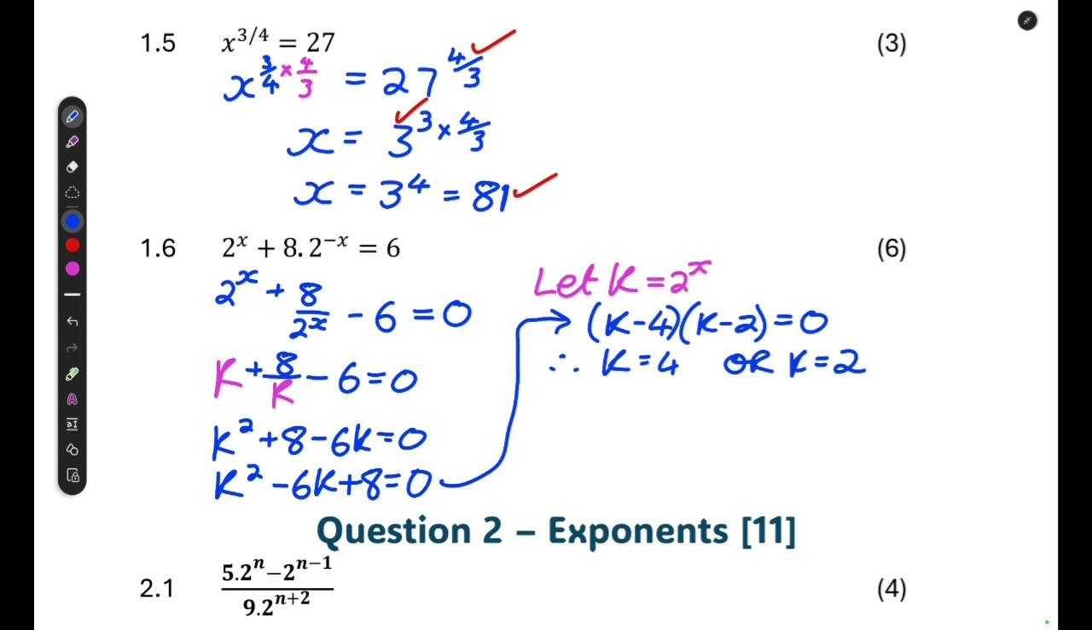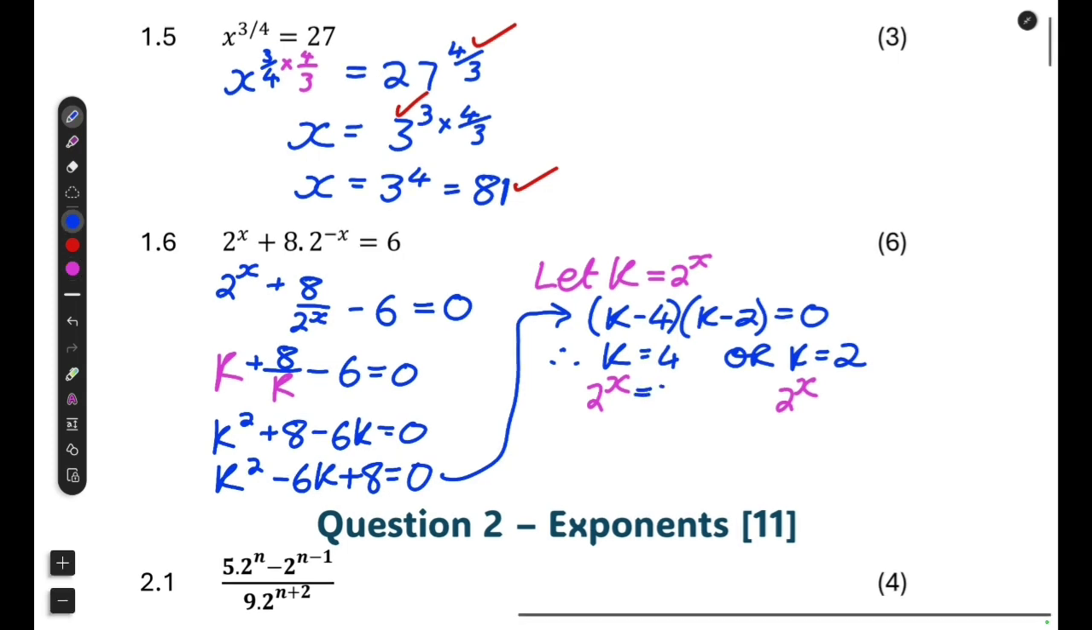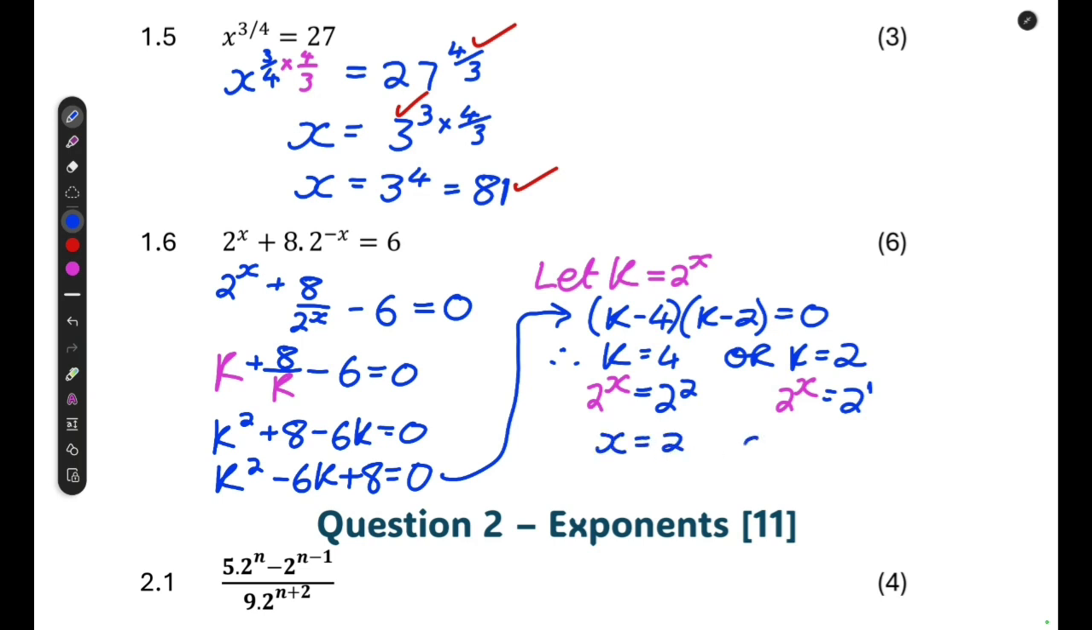But remember, the question didn't ask me what is K, it asked me what is x. So this is the place where I go back and I replace the K with its original value of 2 to the power x. I know 4 is the same as 2 squared, and in this side, it is 2 to the power 1. Now that I have both the bases the same, I can just drop the bases and say x is equal to 2, or then x is equal to 1.